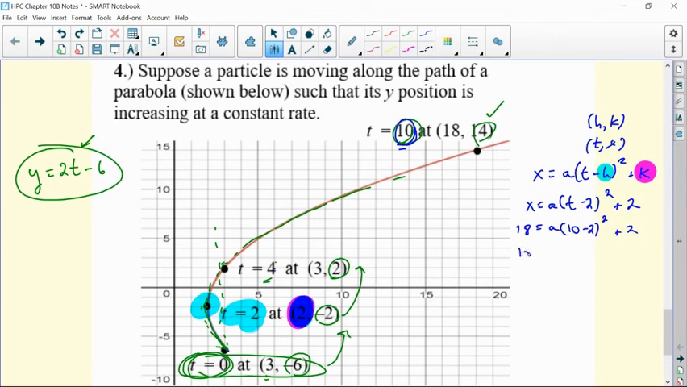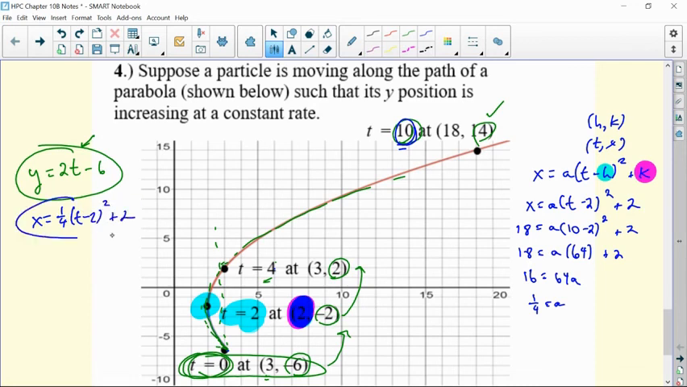Well, 10 minus 2 is 8, and 8 squared is 64, plus 2. So I can subtract the 2 over. So 16 equals 64a, divided by 64. So my a value is 1/4. And I would have gotten that no matter what I picked. Now I know what my x component is. X is equal to 1/4 quantity t minus 2 squared plus 2.